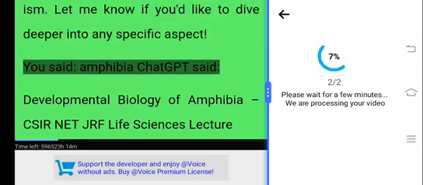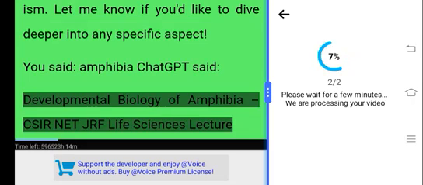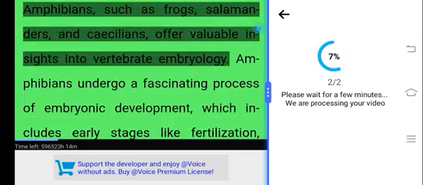Developmental Biology of Amphibia, CSIR NET JRF Life Sciences Lecture. Amphibians, such as frogs, salamanders, and caecilians, offer valuable insights into vertebrate embryology.